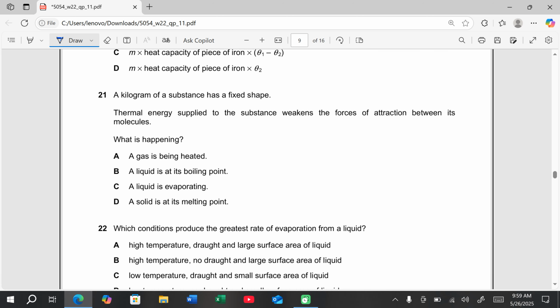A kilogram of substance has a fixed shape. Thermal energy supplied to the substance weakens the force of attraction between its molecules. What is happening? A gas is being heated? No. A liquid is at its boiling point? No. A liquid is evaporating? No. It's a solid at its melting point because it has a fixed shape. So only solids have a fixed shape.